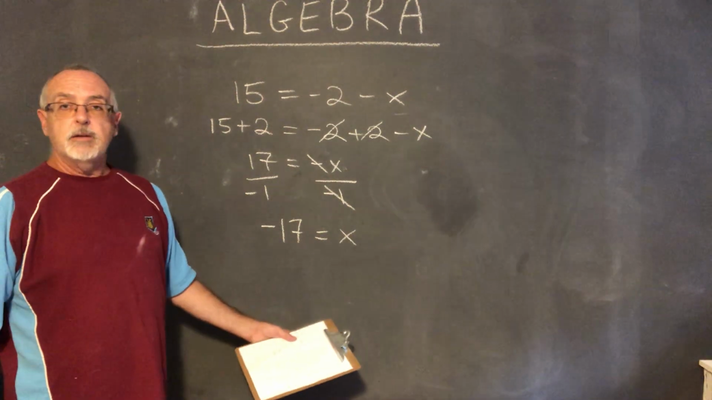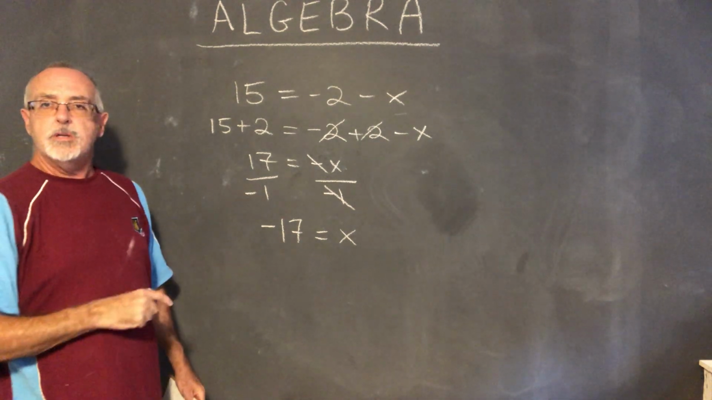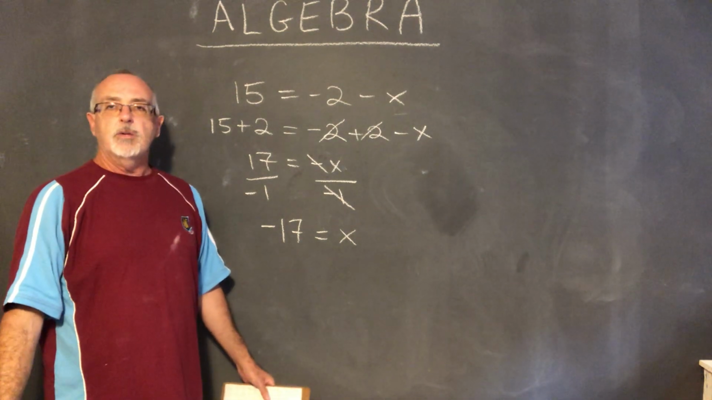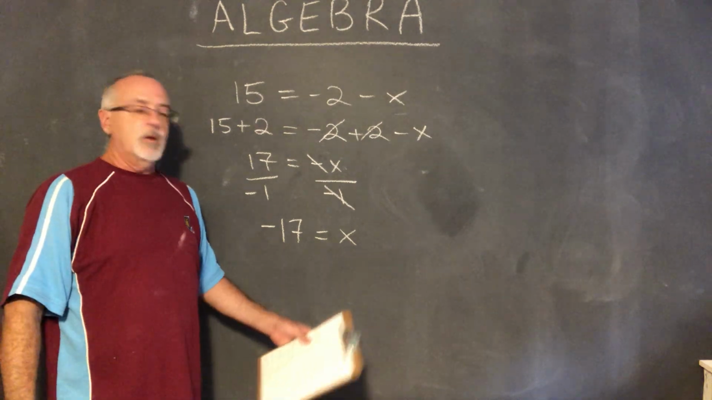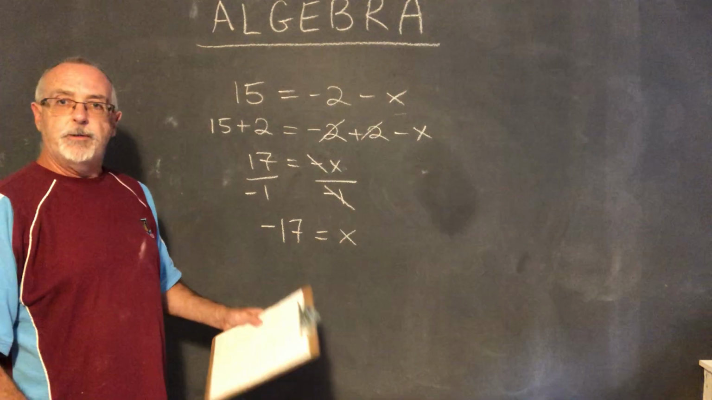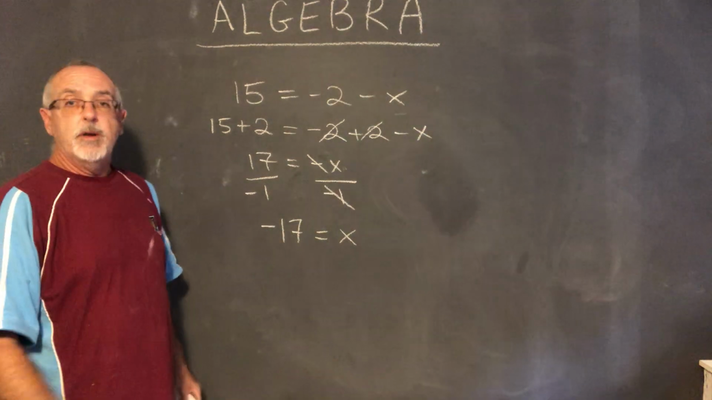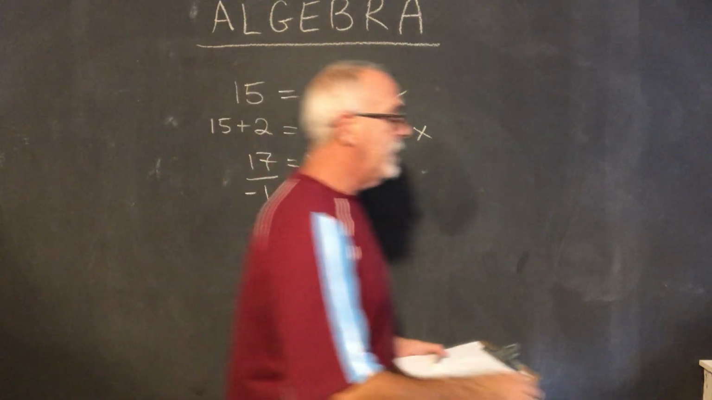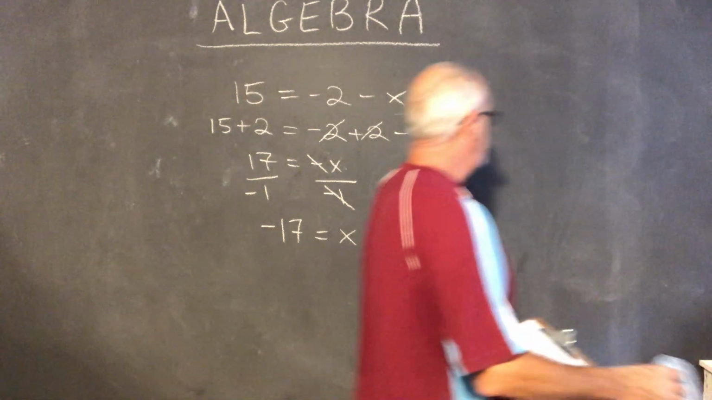Okay, so x equals negative 17. Let's see how I just read it backwards because it's convenient. Negative 17 equals x is the same thing as x equals negative 17. Okay, so I have finished that first two-step problem, and now I'm going to do a bunch more. Where is my eraser cloth?